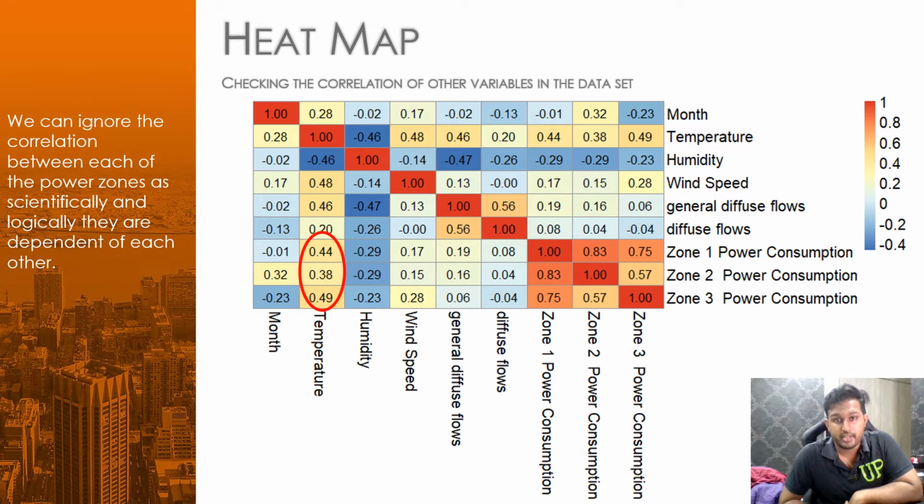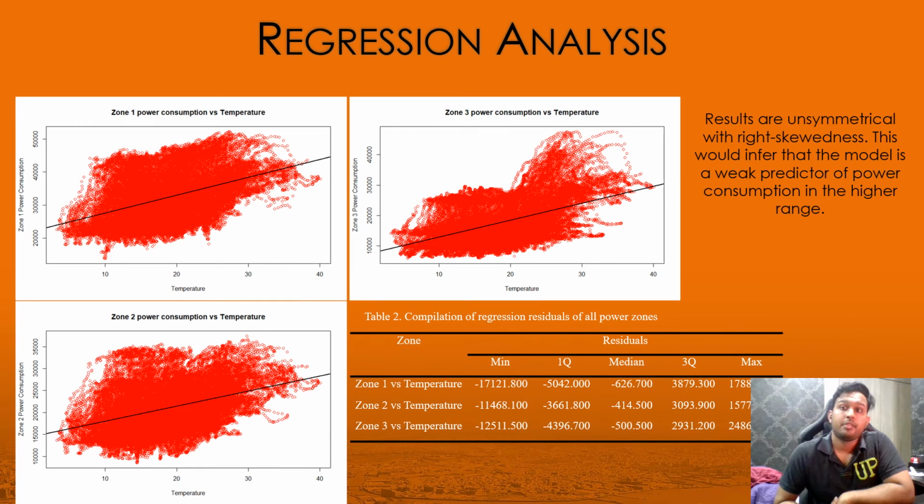We have also generated a heat map for us to actually have an overview of all the other existing attributes, and with that we can actually see that for temperature and power zone consumption they are quite related, and we are actually in the right direction. We would be disregarding the other attributes as actually they are dependent on other attributes as well. In plotting our regression analysis, we do take note that there is an unsymmetrical pattern with right skewness, so this would actually indicate that the model is a weak prediction of the correlation.